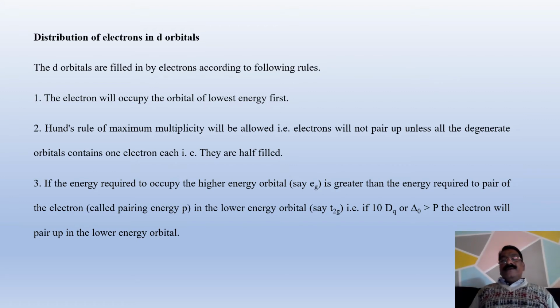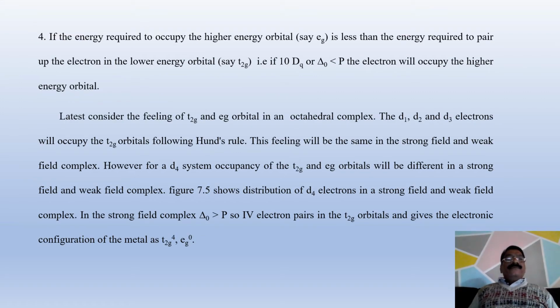That is, if 10 Dq or delta O is greater than P, the electrons will pair up in the lower energy orbital. If the energy required to occupy the higher energy orbital is less than the energy required to pair up the electron in the lower energy orbital, that is, 10 Dq or delta O is less than P, the pairing energy, the electron will occupy the higher energy orbital.